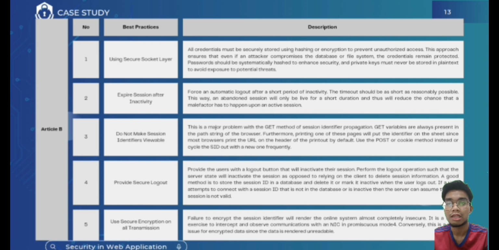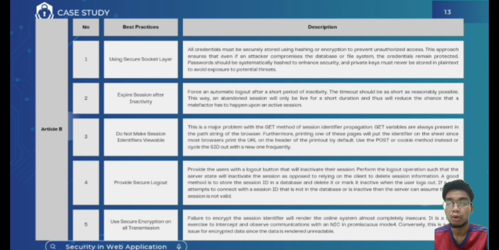The second one is expired session after inactivity. This forces an automatic logout after a short period of inactivity. The timeout should be as short as reasonably possible. This way, an abandoned session will only be live for a short duration and thus will reduce the chance that a malefactor has happened upon an active session. So the next one is do not make the session identifier visible. This is a major problem with the GET method for session identifier propagation. GET variables are always present in the path string of the browser.